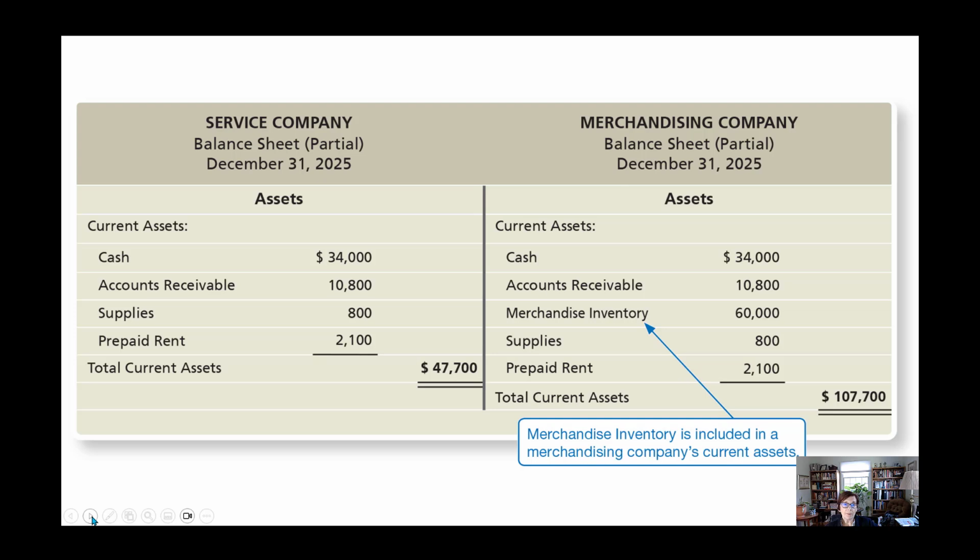The balance sheet of a merchandising company is also very similar to the balance sheet of a service company, with the addition of merchandise inventory in our current assets. Remember, merchandise inventory is the inventory that's on hand, ready to sell to customers.